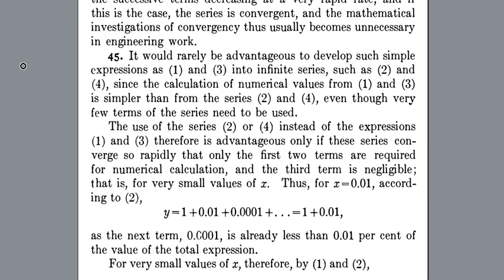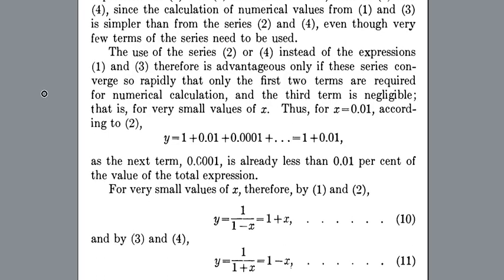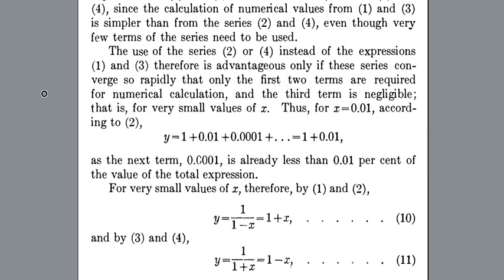Section 45. It would rarely be advantageous to develop such simple expressions as 1 and 3 into infinite series such as 2 and 4, since the calculation of numerical values from 1 and 3 is simpler than from the series 2 and 4, even though very few terms of the series need to be used. The use of the series 2 or 4 instead of the expressions 1 and 3 therefore is advantageous only if these series converge so rapidly that only the first two terms are required for numerical calculation, and the third term is negligible, that is, for very small values of x.